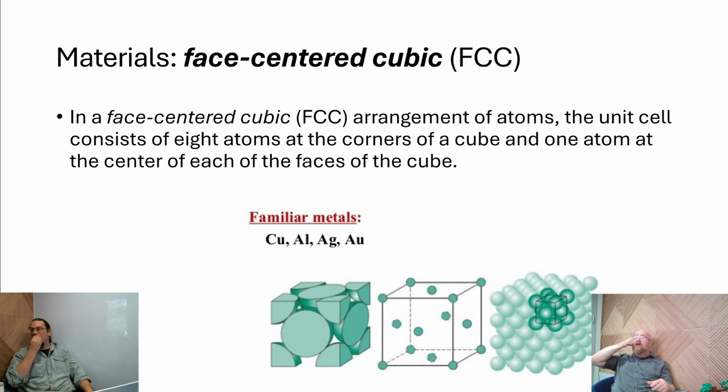There's something called slip planes, and this leads to ductility. If you look at this one versus the other one, this crystalline structure has slip planes, where if you think of these atoms as balls, they're able to roll past each other in certain directions. And that leads to ductility.